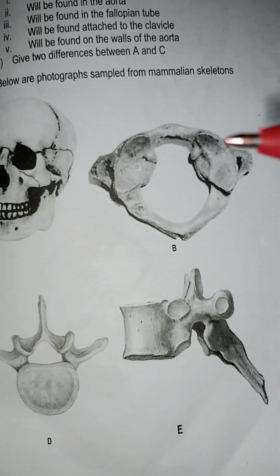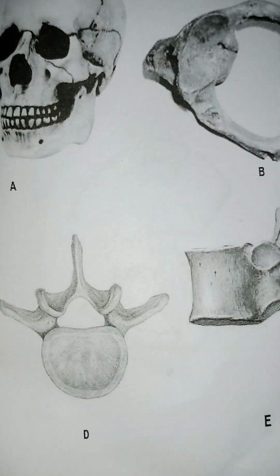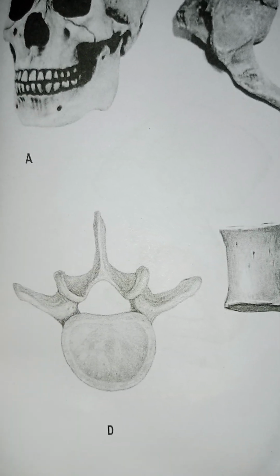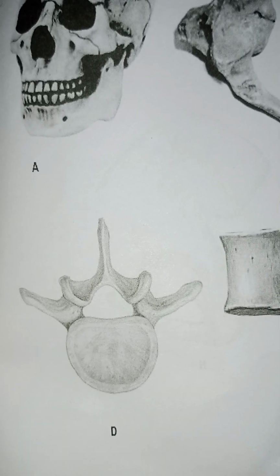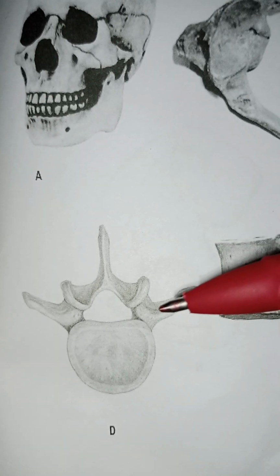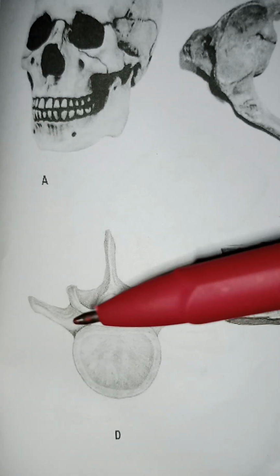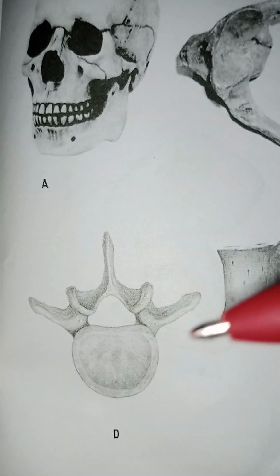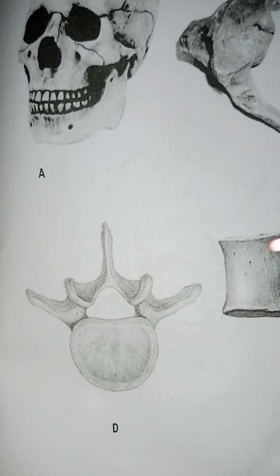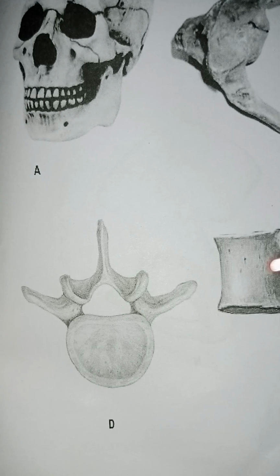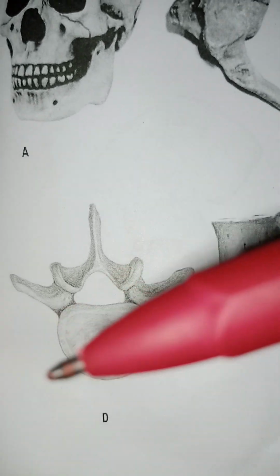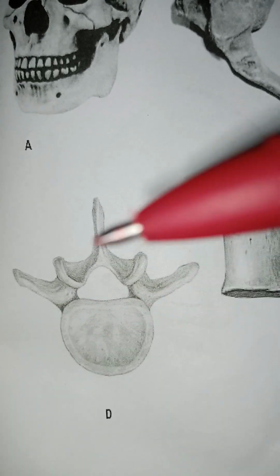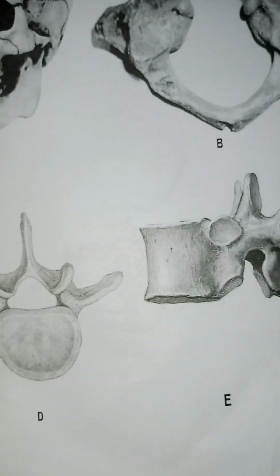Let us move on to photograph D. Photograph D, this is a lumbar vertebra. Why? Because it has long neural and long transverse processes, and it also has extra processes that include the metapophysis and anapophysis. It also has a wide and broad centrum, of course, to support the weight of the vertebra.